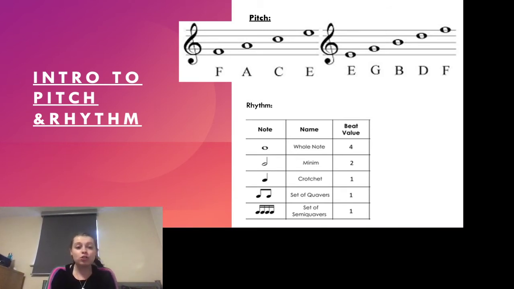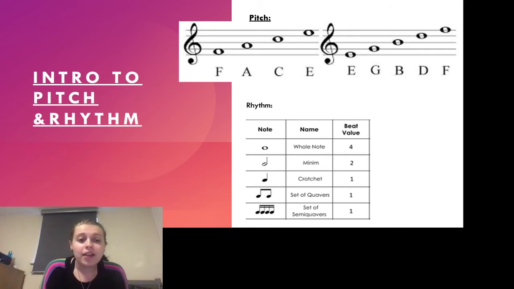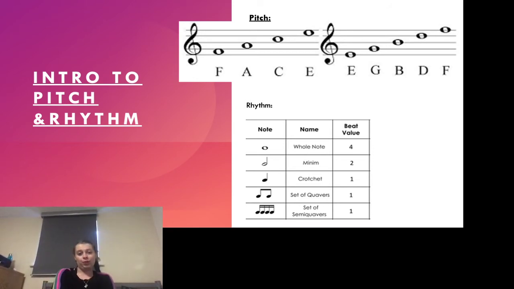So as you can see, that top one literally just looks like a little circle. It's a whole note, which means that it lasts for 4 beats. So if you had 4 beats in a bar, you would hold it for the whole bar. Then we have got a minim, which basically looks like the first one with a little tail above it. That is half a whole note, so that will only last for 2 beats of the bar. Obviously, if you had 2 minims, that would then be 4.